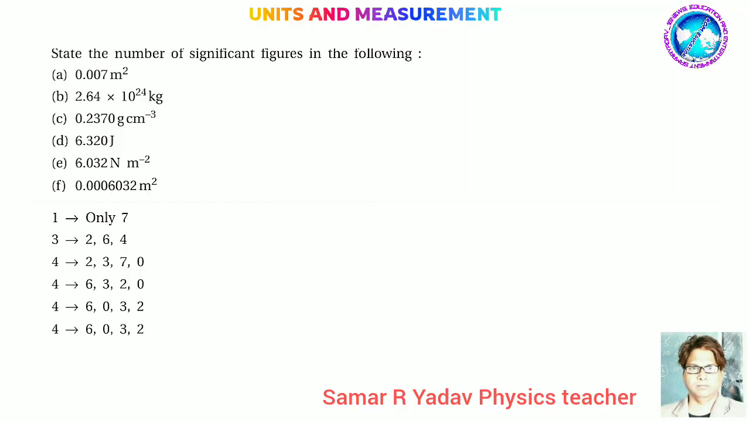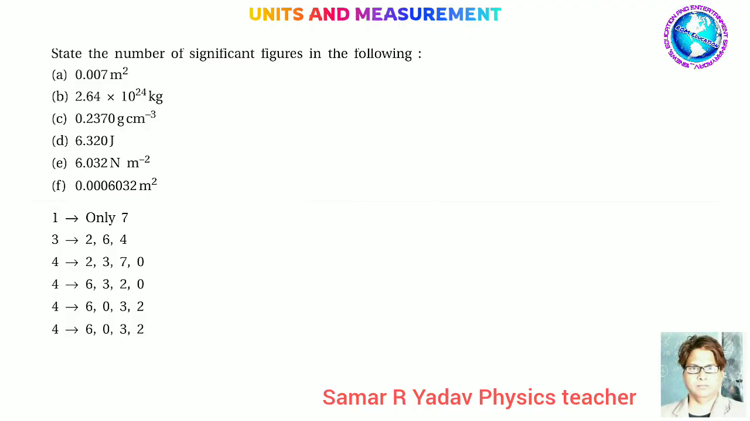State the number of significant figures in the following: A, 0.007 meter square; B, 2.64 into 10 power 24 kg; C, 0.2370 gram per centimeter cube; D, 6.320 joule; E, 6.032 Newton per meter square; F, 0.0006032 meter square.